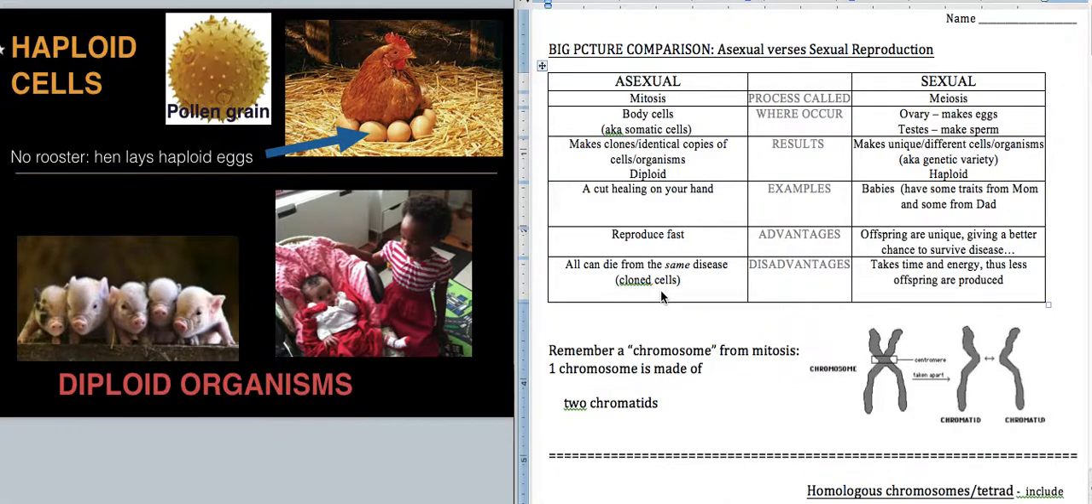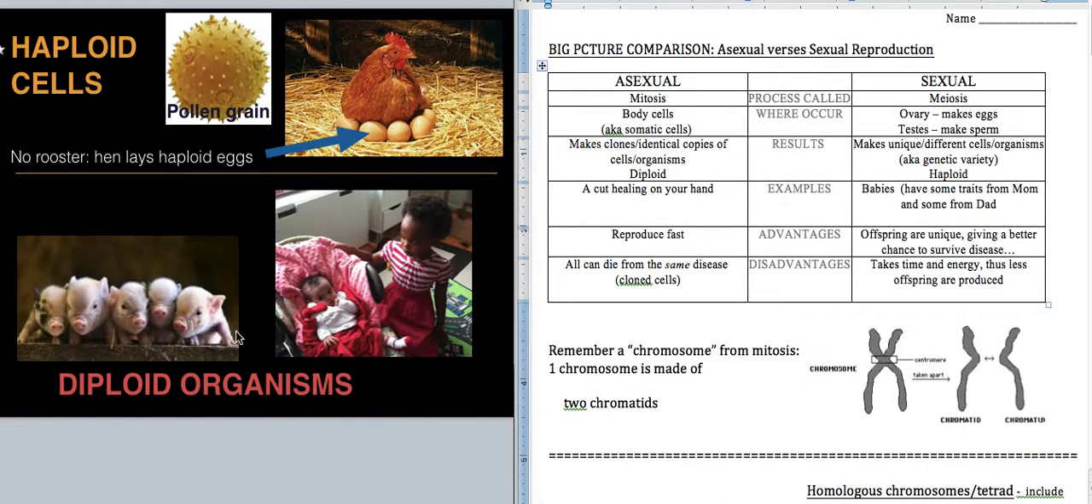So because every single cell inside your body is a clone, an identical copy of a cell. And we've already talked about what makes your eyeball cells different from cells in your heart is which genes are activated. So we'll review that a little bit later. So that's mitosis. So here's diploid organisms.